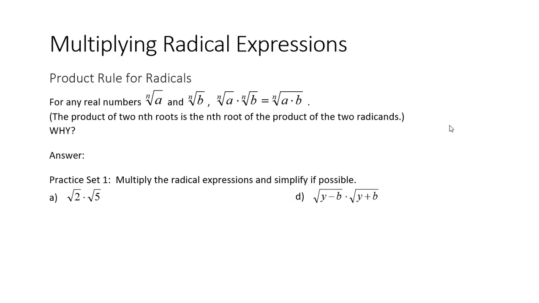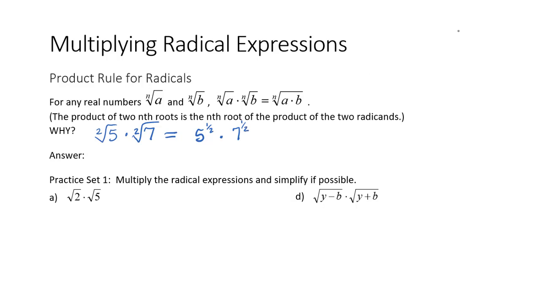Now, why is this the case? Let's just take two numbers and look at why this works. Let's say we have the square root of 5 times the square root of 7. These numbers don't simplify outside of the radical, but their indexes match. So we could rewrite this as 5 to the 1/2 times 7 to the 1/2.